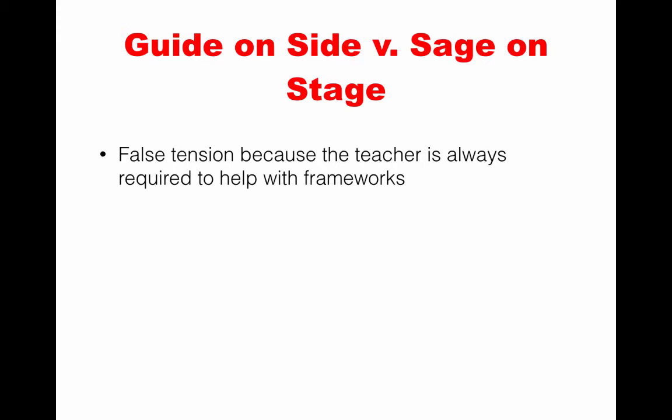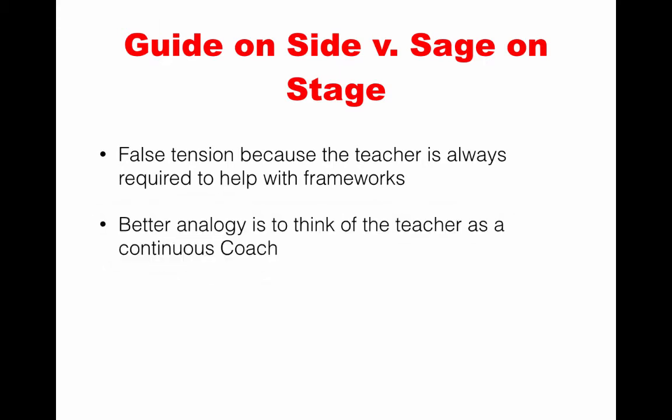The truth is, we're neither. We're neither guide on the side, nor are we sage on the stage. We're kind of both. There are times where we have to be sage on the stage because we're dealing with teenagers. There are times when we have to be guide on the side because we want to develop these teenagers' independent thinking skills. So I would suggest that this is just a false tension, and it really ends up creating a lot of guilt for teachers, or a lot of anger for teachers, that they're being positioned in a particular way that they have to be one or the other.